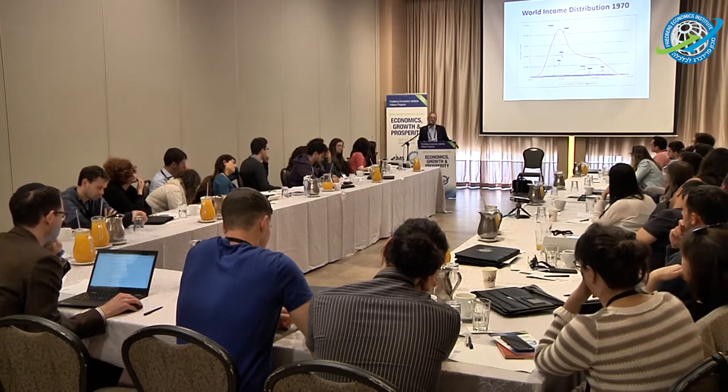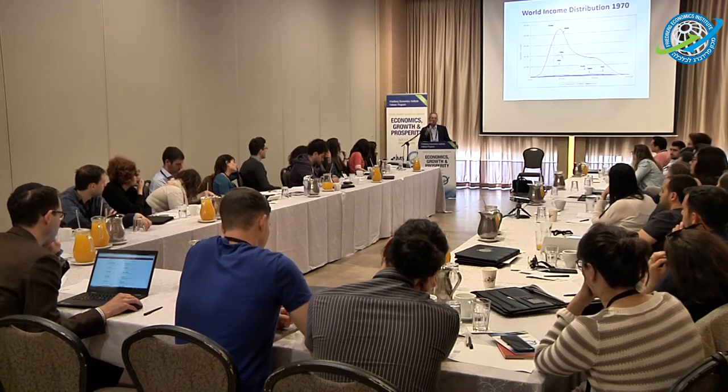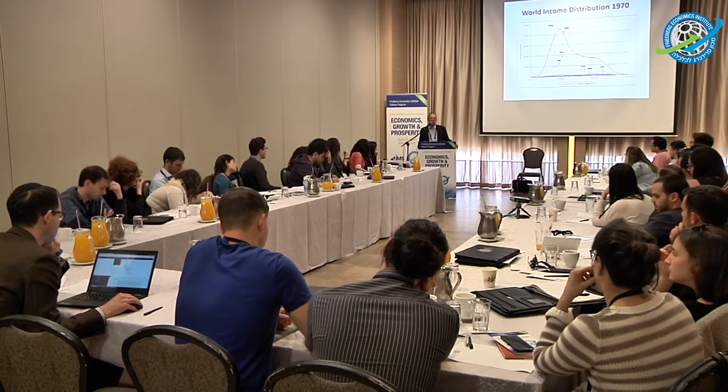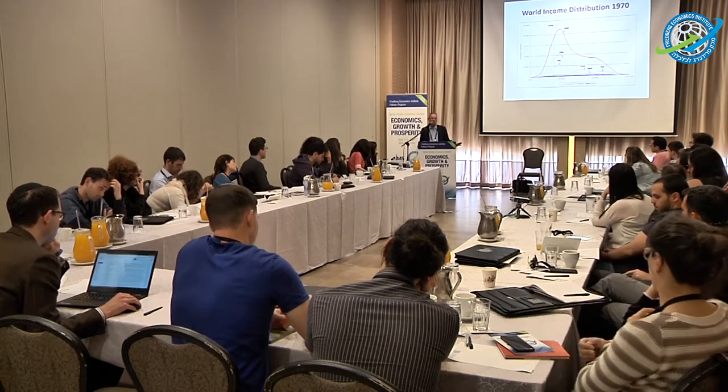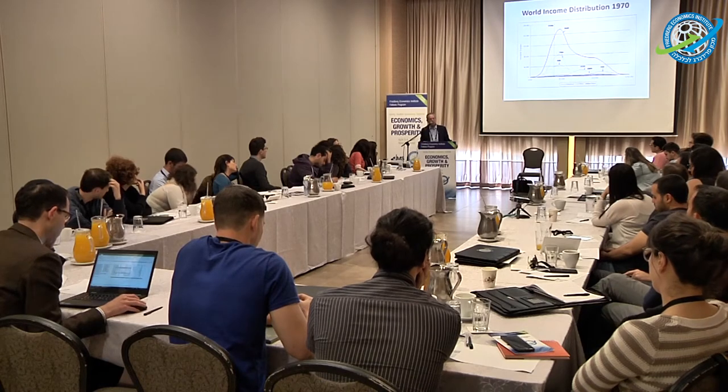I'm not sure I buy your story for the US. I mean, the pattern in the US is that the increases in income inequality started sometime in the 1970s, mid-1970s. Before that, there was a long period of declining inequality.